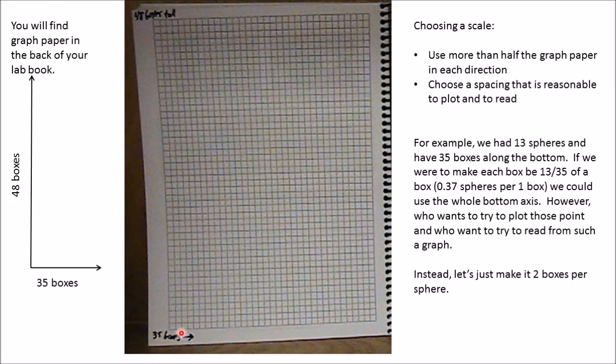So if I took 35 boxes and said, okay, I have 35 boxes, 13 spheres, and I make each box about 13/35 of a sphere, that would be 0.37 spheres in each box, and we could use the whole bottom axis. That means that this point right here is 0.37. This one is 0.74. This is 1.11, and so on. A really, really inconvenient axis.